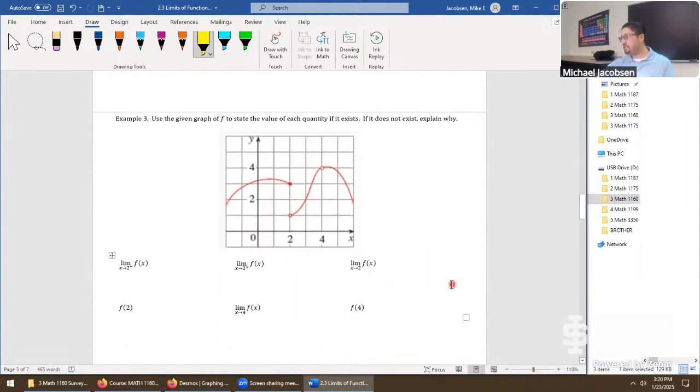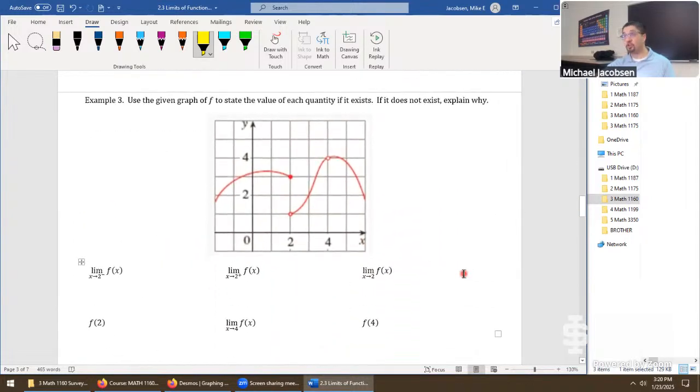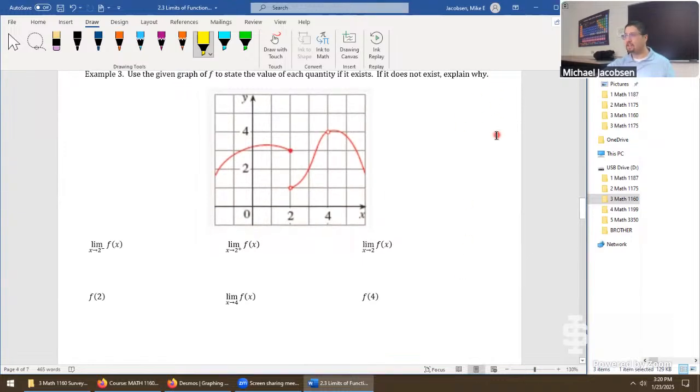But for the moment, this is a pretty similar set of exercises that you're going to see in the actual WebAssign homework. The only purpose for the graphs is, these limits are tough and technical, but if you can see how they work graphically, then it gives your brain an extra edge on doing these things analytically in the next section. So it says here, use the graph of f to state the value of each quantity if it exists. If it does not exist, we have to explain why, but these are always pretty brief explanations.